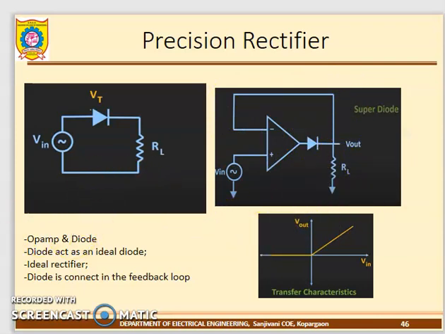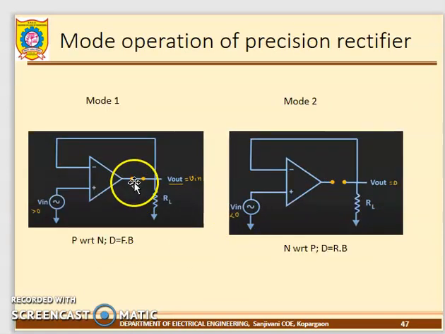Okay, so what is the mode of operation? There are two modes. In mode 1, the diode is forward biased, so it is closed. In mode 2, the diode is reverse biased, so it is open. Mode 1 is when the input voltage is greater than 0, and mode 2 is when the input voltage is less than 0. Simply put, mode 1 is phase with respect to neutral, because it is an AC power supply, and mode 2 is neutral with respect to phase. So during mode 1, the diode is forward biased.